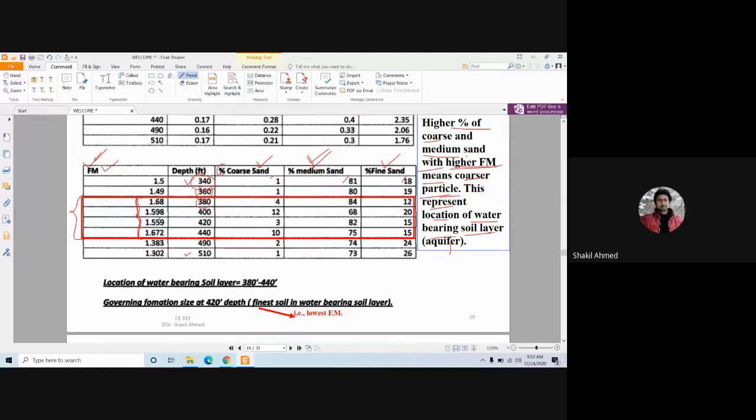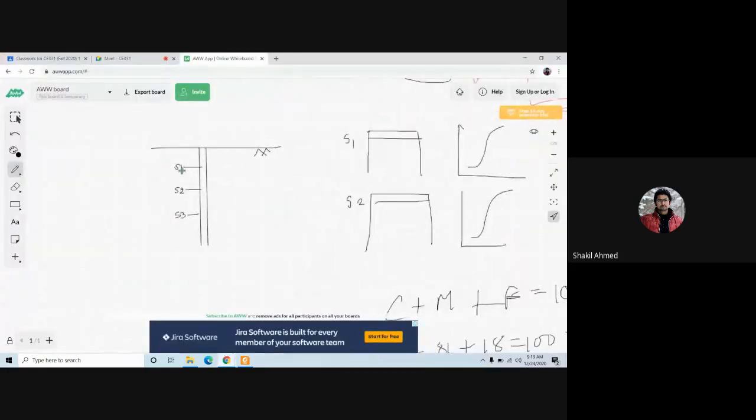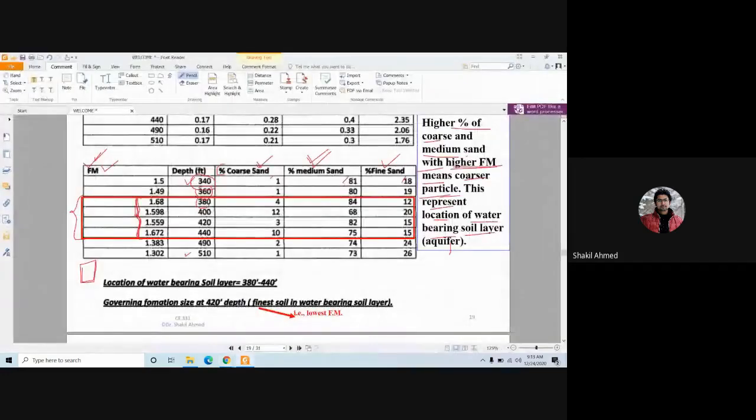Also, when we collect the sample from here, we see the sample moisture content, right? If they are samples from the aquifer, then when you collect the sample, you'll see that they have high moisture content because they are from the aquifer. Okay.